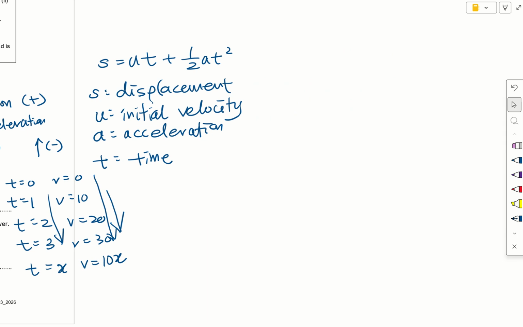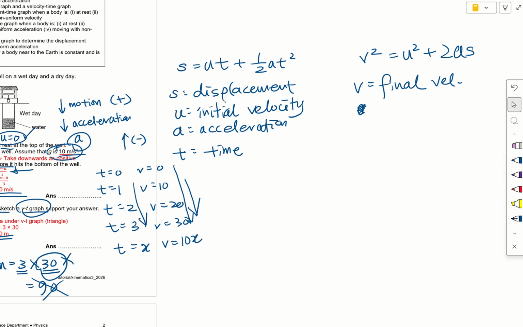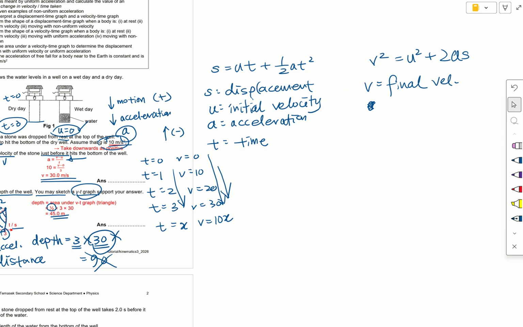The other formula that you can try to use is V square equals U square plus 2AS. V is your final velocity. U you should know, A you know already, and S is your displacement. So which formula we use depends on what information is given.